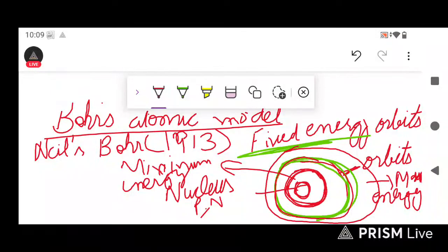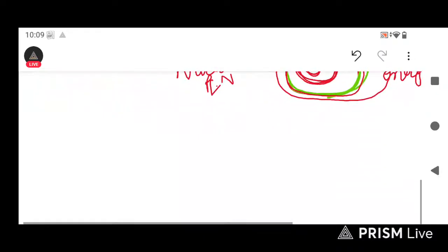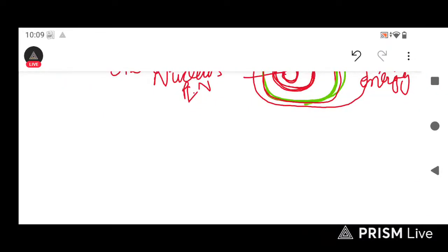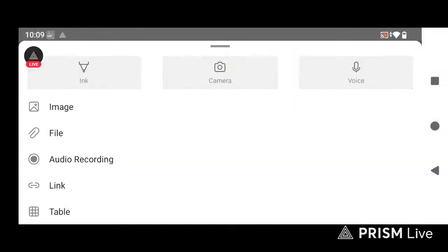The closest shell to the nucleus has minimum energy, which is called the ground state, and the shell away from the nucleus has the maximum energy. Now we talk about their energy levels. So what are their energy levels? We talk about energy levels first.